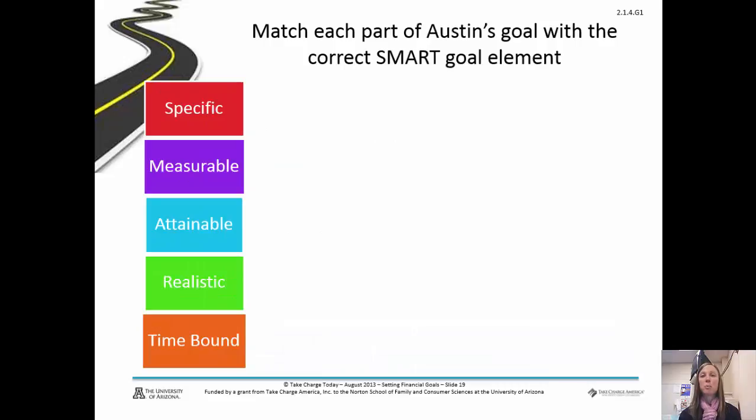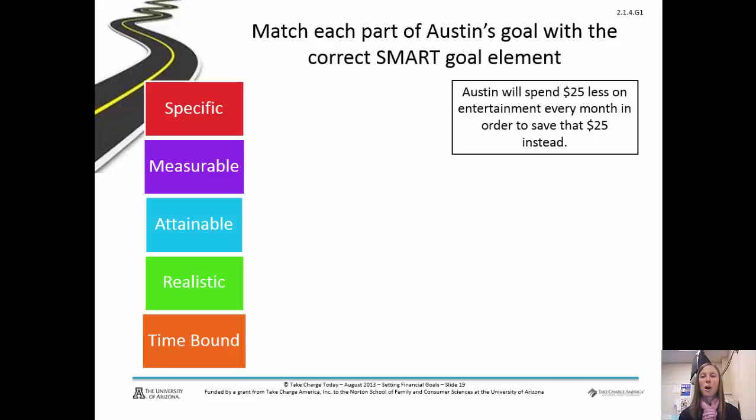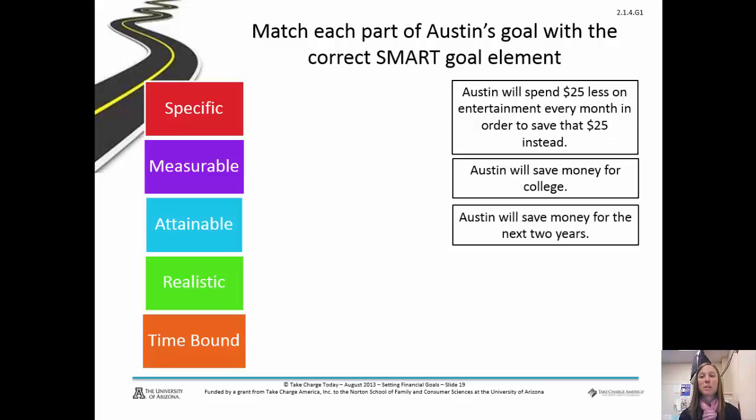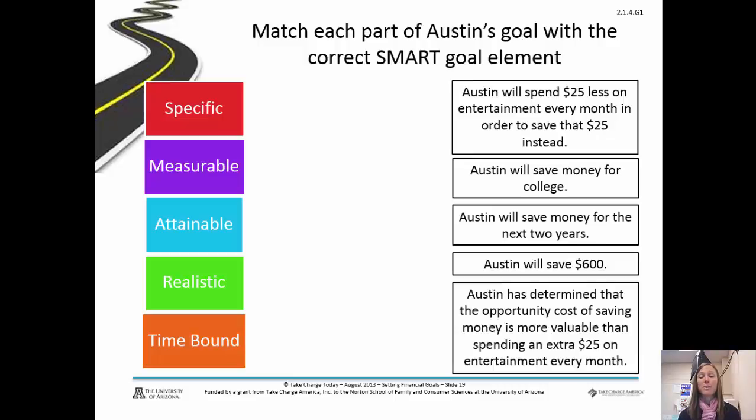So you need to match each part of Austin's goal with the correct SMART goal element. Austin will spend $25 less on entertainment every month in order to save that $25 instead. Austin will save money for college. Austin will save money for the next 2 years. Austin will save $600. And Austin has determined that the opportunity cost of saving money is more valuable than spending an extra $25 on entertainment every month.